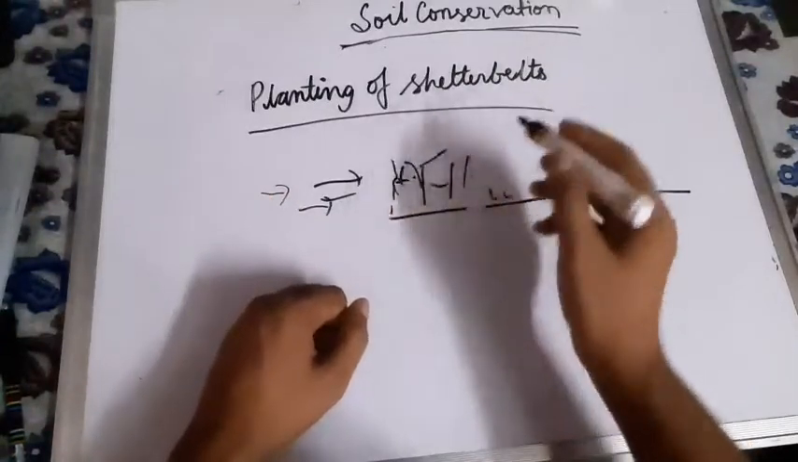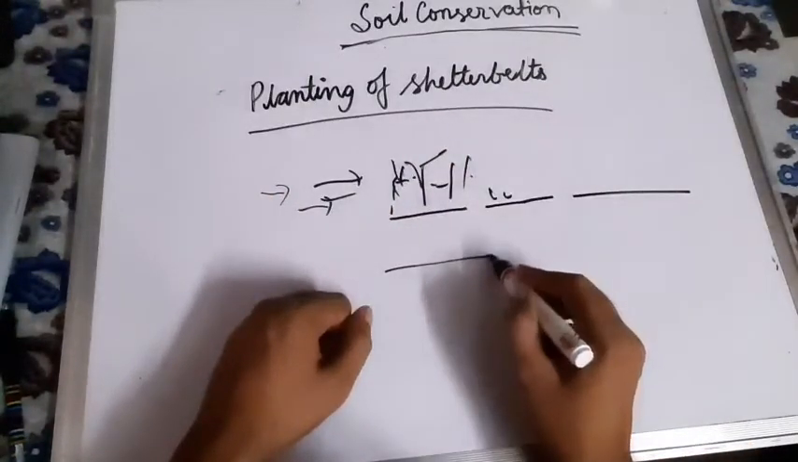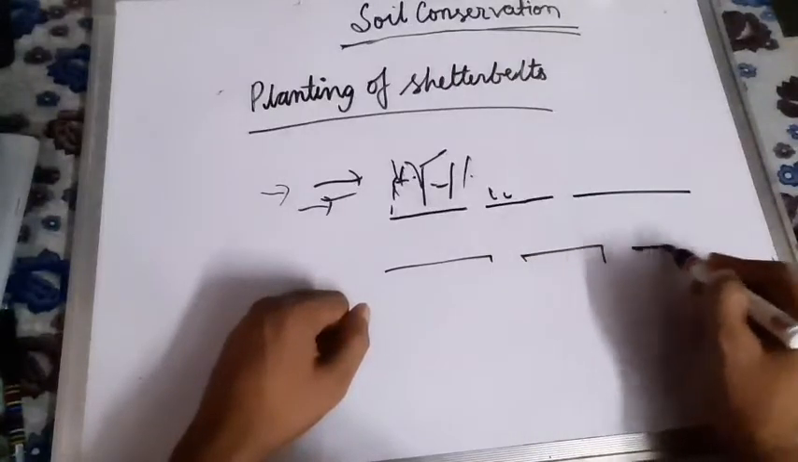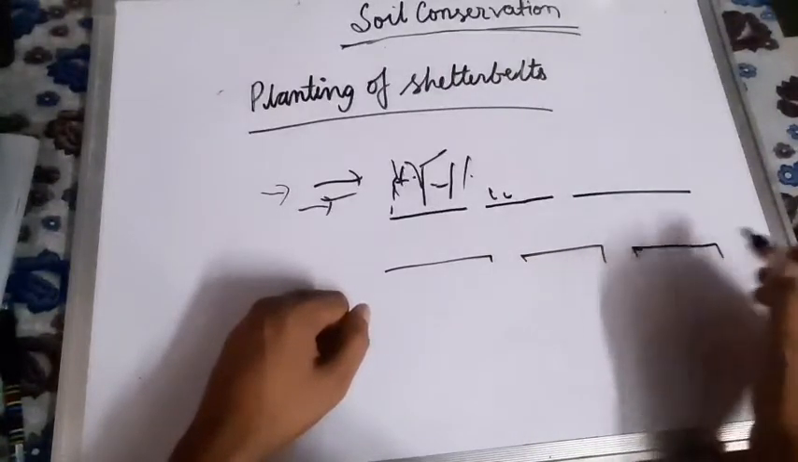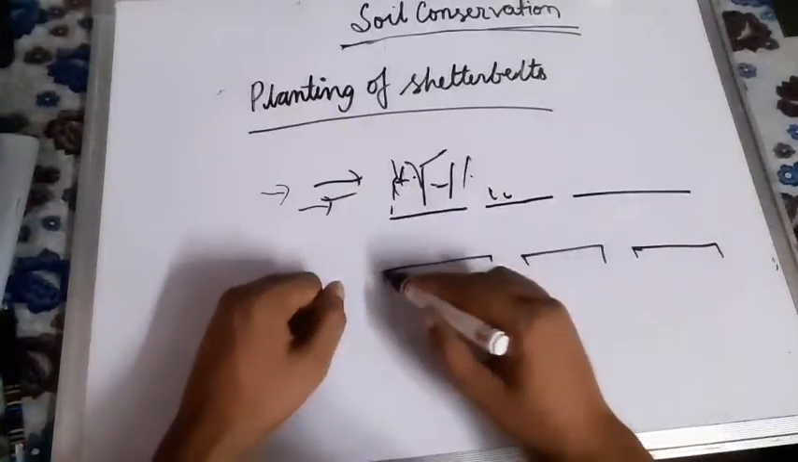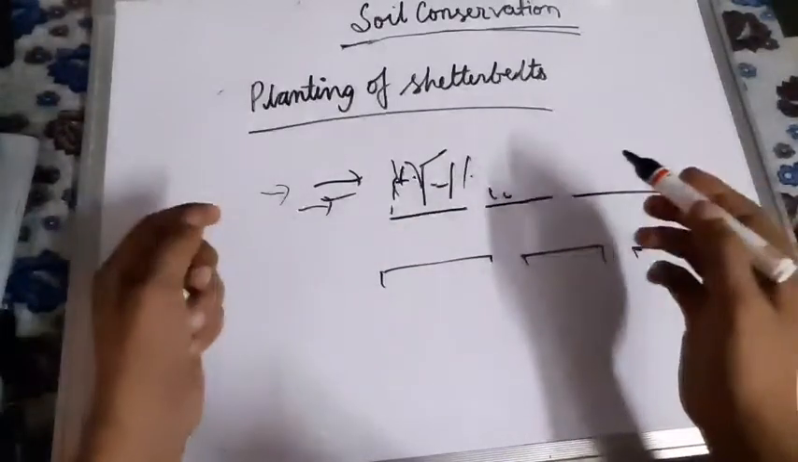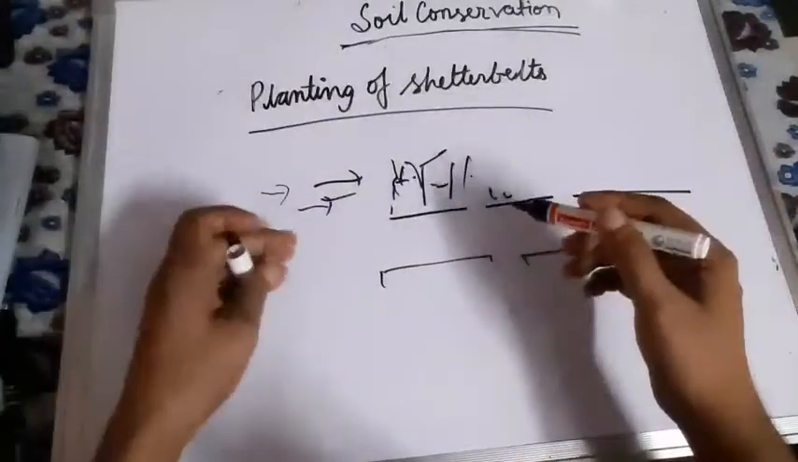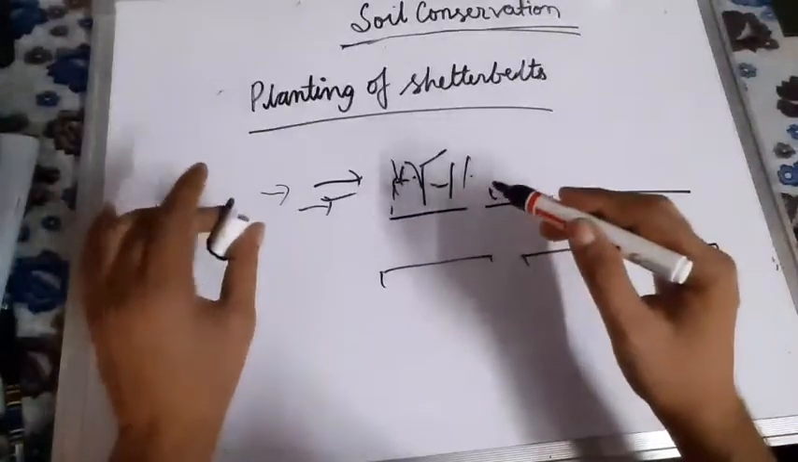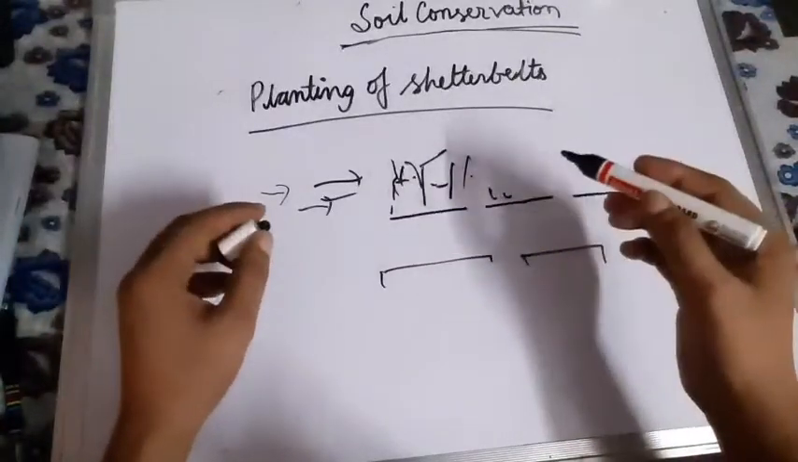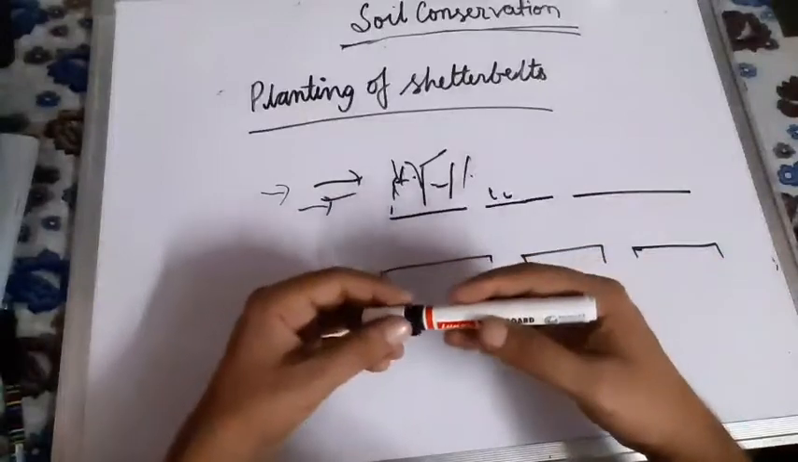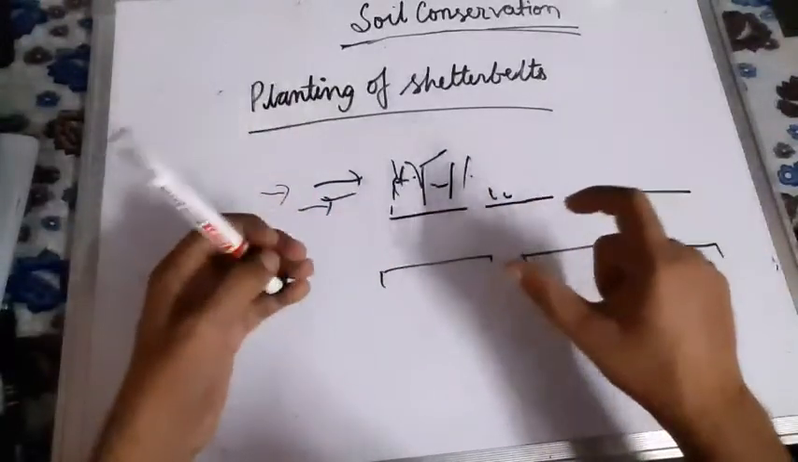So in this method what we do, we plant the trees or shrubs in a belt format. We make the belt of plants and trees, and they help in slowing down the velocity of the wind. That is why wherever wind erosion takes place, it helps in controlling the wind erosion.